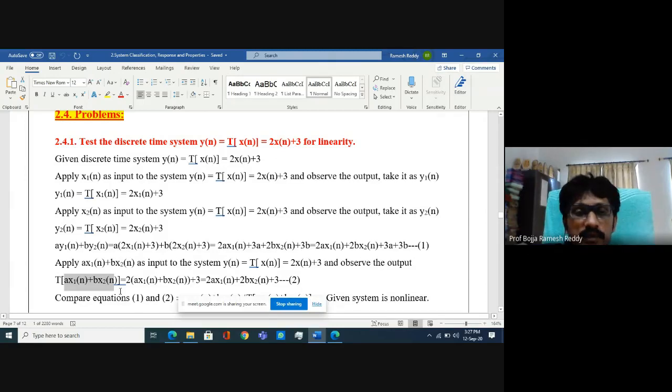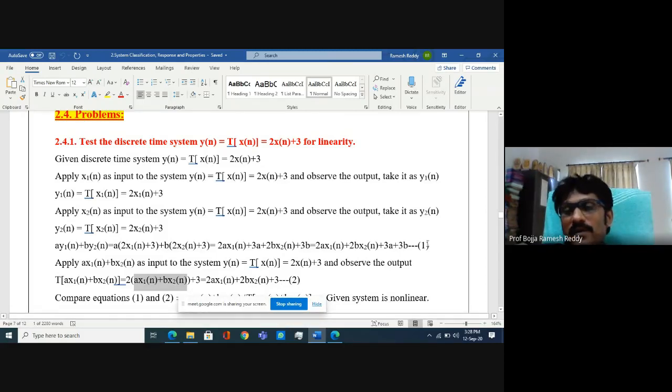2x of n plus 3, 2 into input. Transformation of input is equal to 2 into input plus 3, 2 into input. What is that input? ax1 of n plus bx2 of n, plus 3. Now take the product. What will we get? 2a x1 of n plus 2b x2 of n plus 3. Take it as the second equation.